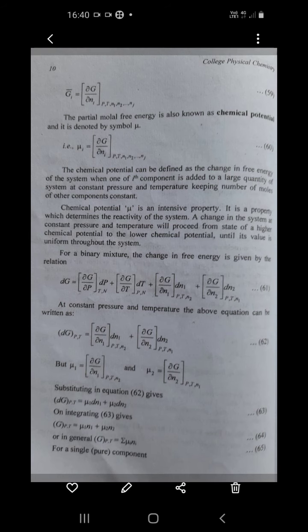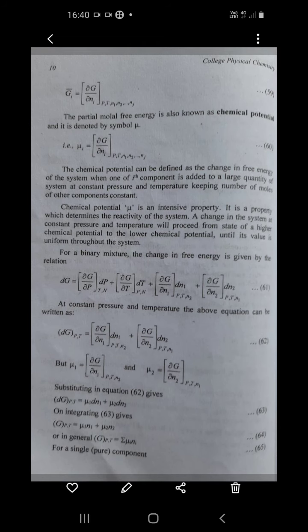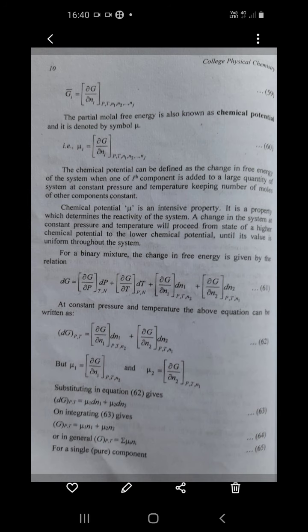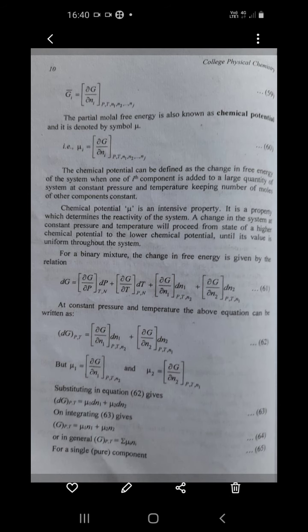Now a change in a system at constant pressure and temperature will proceed from a state of higher chemical potential to a lower chemical potential until its value becomes uniform throughout the system. That you have to remember.